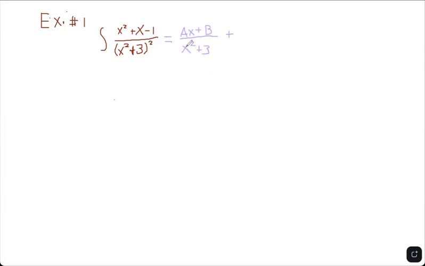Now, would we do this if our denominator was just x squared? No, we would not. If we had just x squared, and we write it right here in the corner, it would just be a over x squared. Why? Well, because it's just x squared. It's not a whole equation.